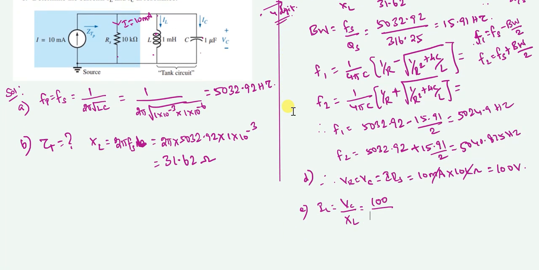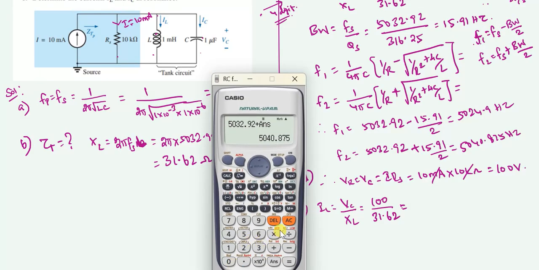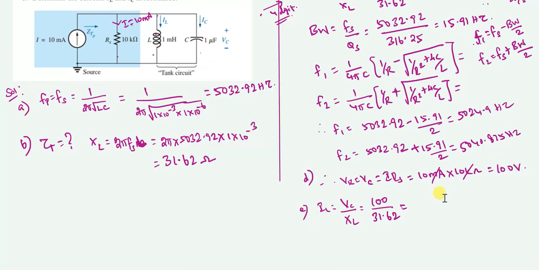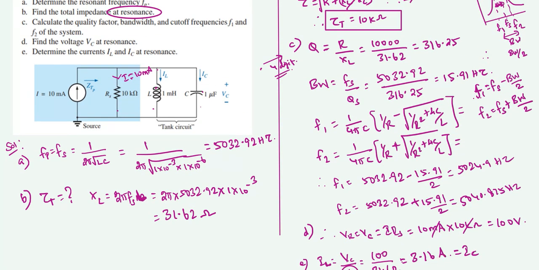Now you substitute the value of 31.62 here. Now I simplify this. So 100 divided by 31.62, it is 3.16 ampere. And similarly, the IC value is similar to this value. Why? Because XL and XC both are equal. So the value of IC is also 3.16 ampere. I hope this problem is very clear to you. Thank you.